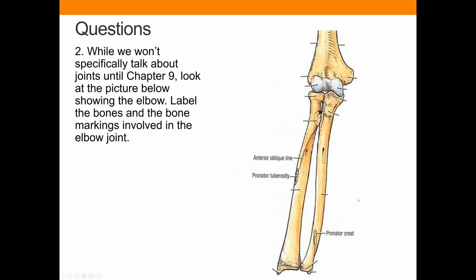Number 2, while we won't specifically talk about joints until Chapter 9, look at the picture below showing the elbow. Label the bones and the bone markings involved in the elbow joint. All right, so let's start with naming the major bones. So the humerus is shown up here at the top.